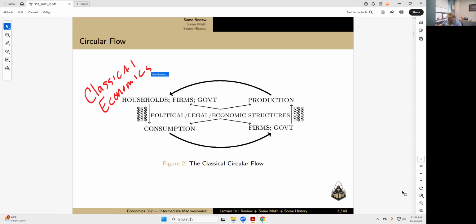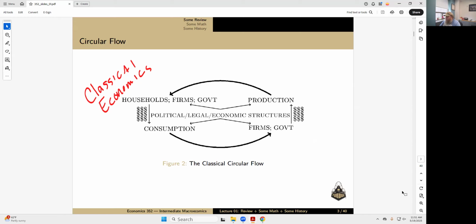So when we talk about classical economics, we're talking about Adam Smith, David Ricardo, John Stuart Mill, Thomas Malthus, all those folks. And really what they were most interested in is how do economic systems actually work? What constitutes, as Adam Smith said, the wealth of nations?